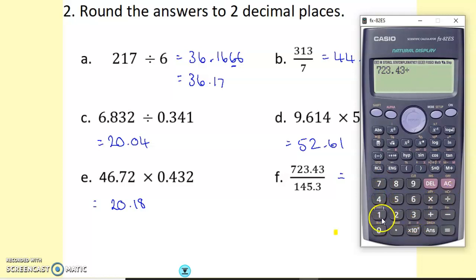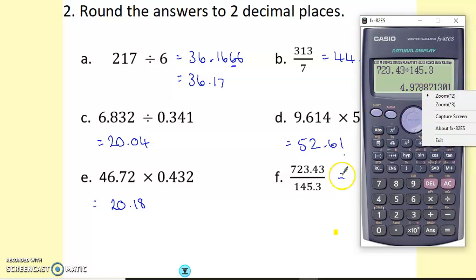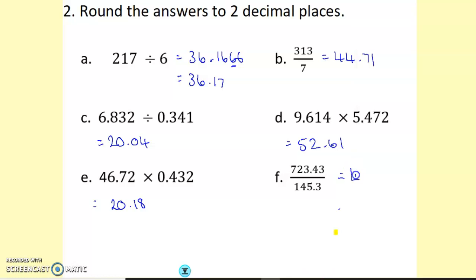Last one, 723.43 divided by 145.3, which is 4.978. There's my third number, which is an 8. That's going to push that 7 up to an 8, so we get 4.98.